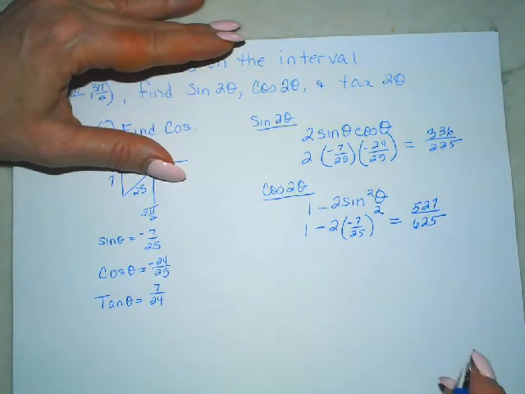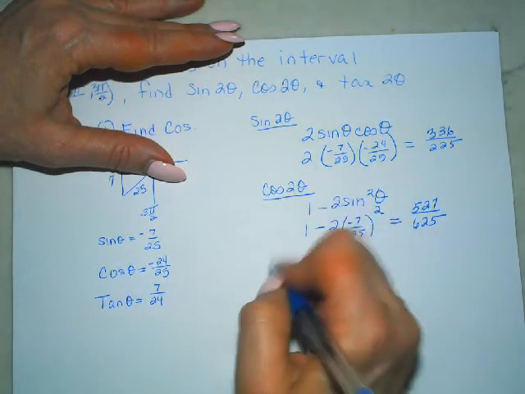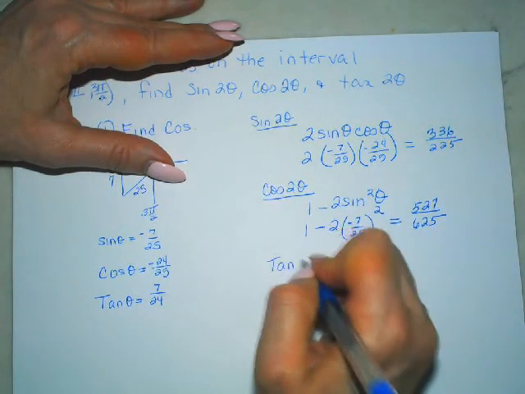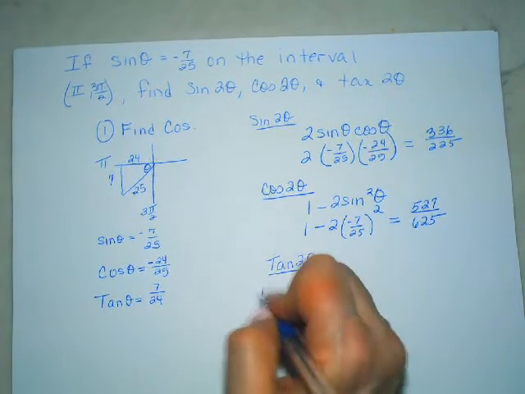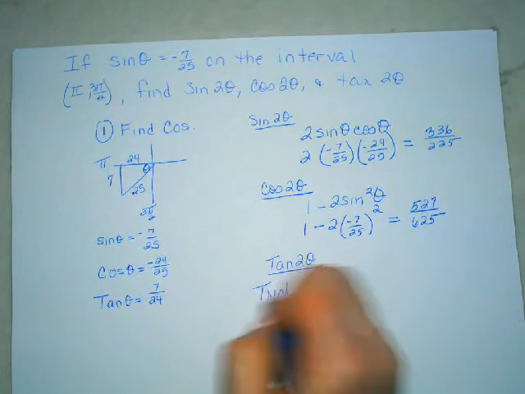And that's your answer. Okay? And the last thing is I'm going to do the tangent of 2 theta. All right. And here I'm going to show you a trick.